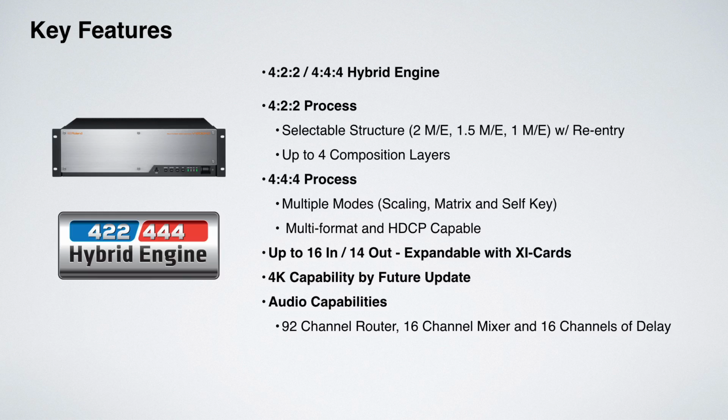So let's review the key features of the V-1200HD Multi-format Video Switcher, starting with the audio and video mixing engine. Starts with, of course, the 422-444 hybrid engine. It contains a 422 process with selectable structures of 2 ME, 1.5 ME, or 1 ME with reentry. Of course, up to 4 composition layers are possible. There's the 444 process with multiple modes of scaling mode, matrix mode, and self-key. Of course, the high quality scaling that's also built in to the 444 engine. This engine is low latency and it's also HDCP capable.